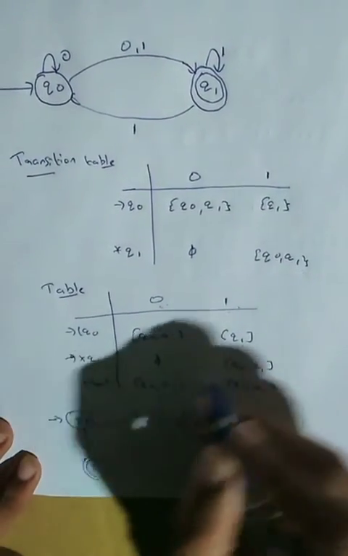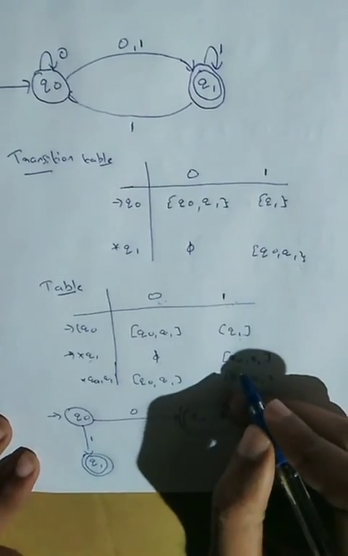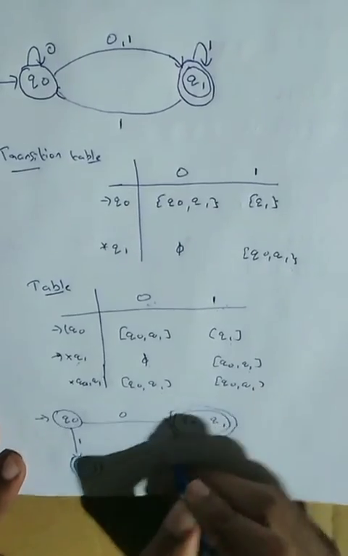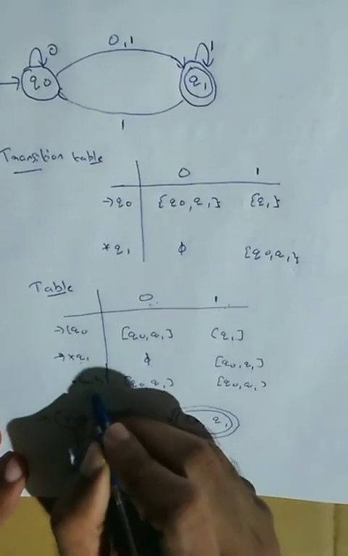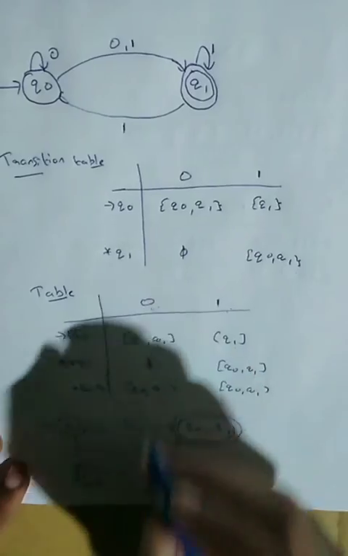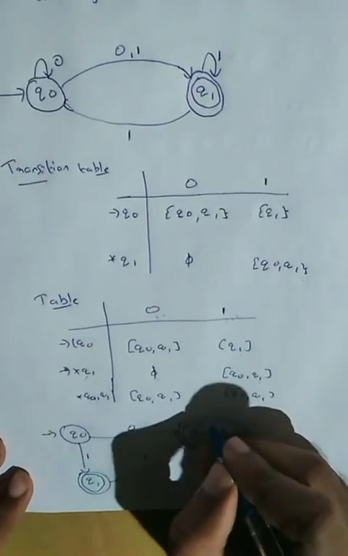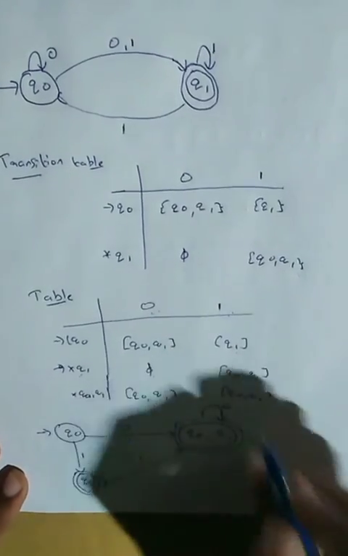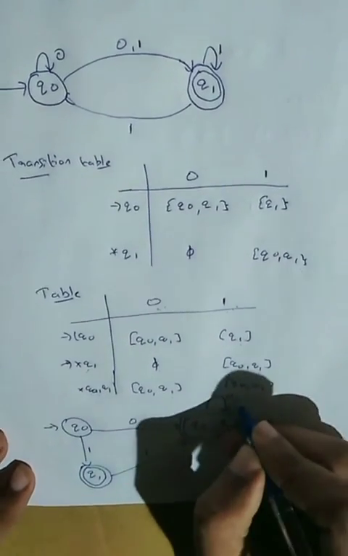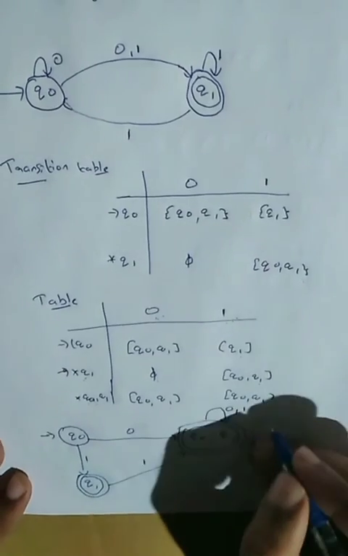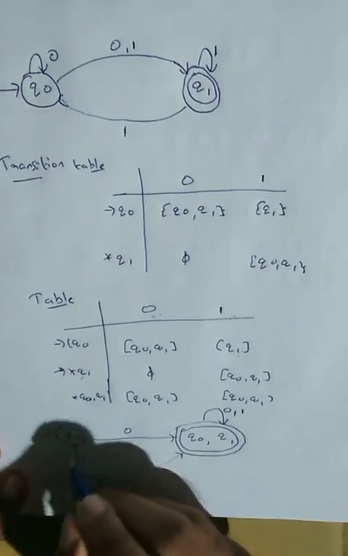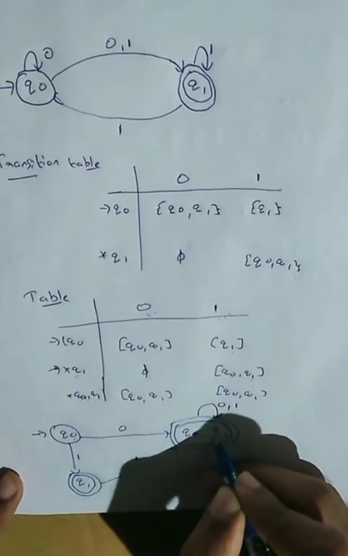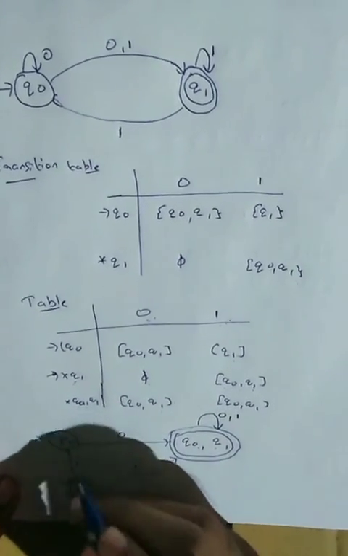Now q1 with 1 as the input goes to the q0 comma q1 state. Now q0 comma q1 with input 0 goes to q0 comma q1, so 0 is a self loop, and with the input 1 it again comes to q0 comma q1, so 1 is also a self loop. So here q0 comma q1 and q1 are the final states, and q0 is the starting state.